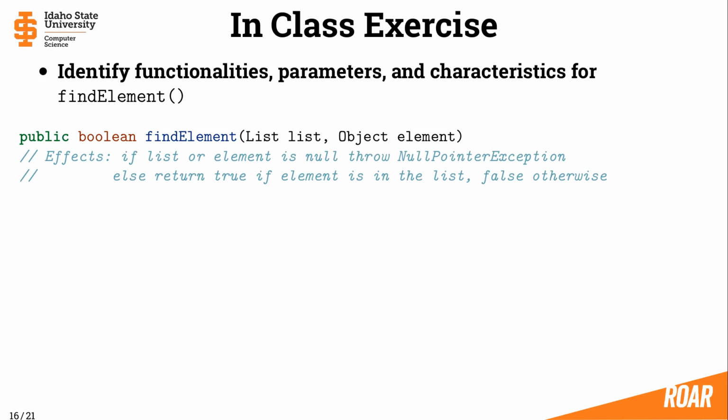Before we get there, though, I want you to think about breaking down this findElement concept, okay? Note that this function findElement takes in two values, a list and an object element, and the effect of executing is that if the list or element is null, it throws a null pointer exception, else it returns true if the element is in the list and false otherwise. So I want you to take a few minutes and identify the functionalities, parameters, and characteristics for the findElement method. Pause the video, take let's say 2-3 minutes, do this, and then we'll come back.